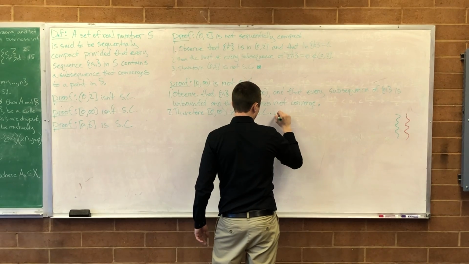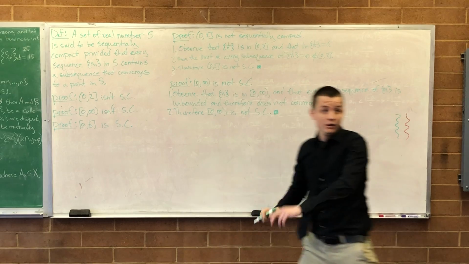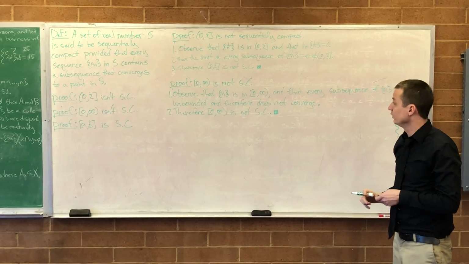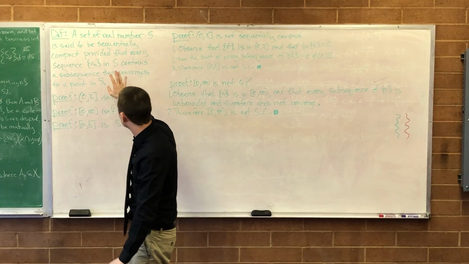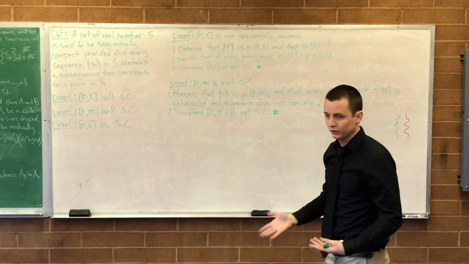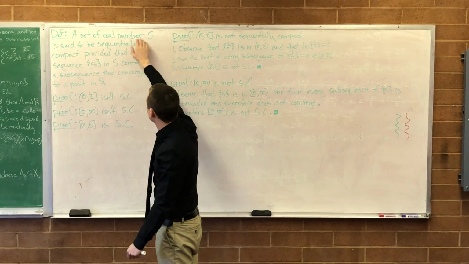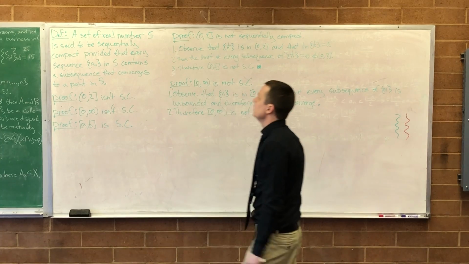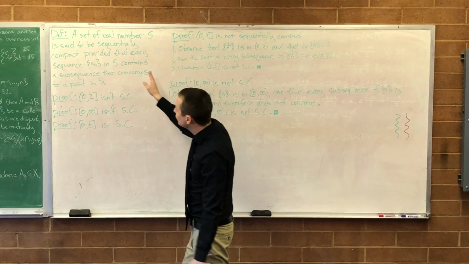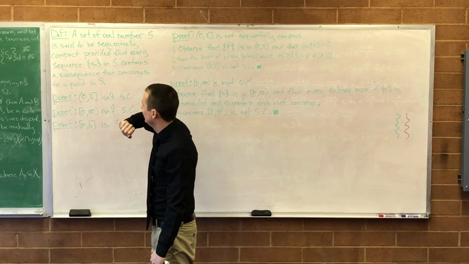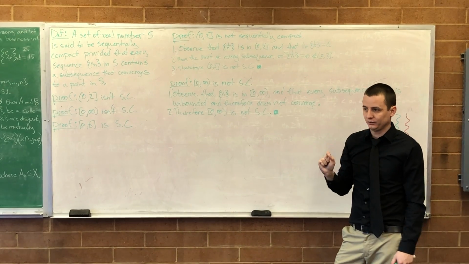We ready to continue? Okay. So let's go through this definition first, then the proofs. This is one of those definitions that feels kind of weird, but ends up being useful. A set of real numbers S is said to be sequentially compact, provided that every sequence in S contains a subsequence that converges to a point in S.